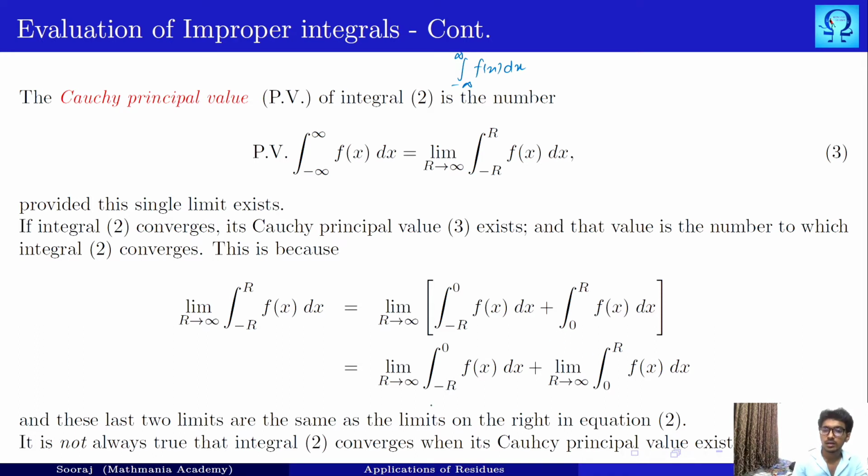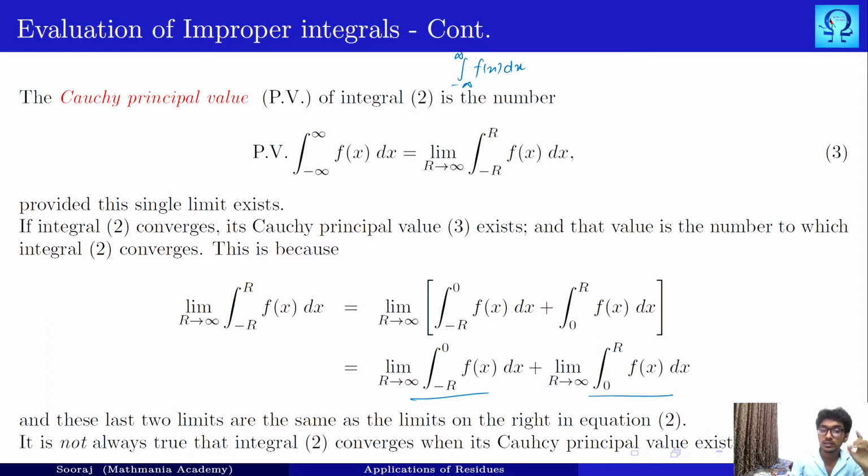Okay, here you have the existence of these two limits. If the existence of these two limits is true, then the existence of this limit must also be true. If this is true, then this has to be true. So the main conclusion that we make here is that if your improper Riemann integral converges to some limit, then the Cauchy principal value of that integral is also the same value.